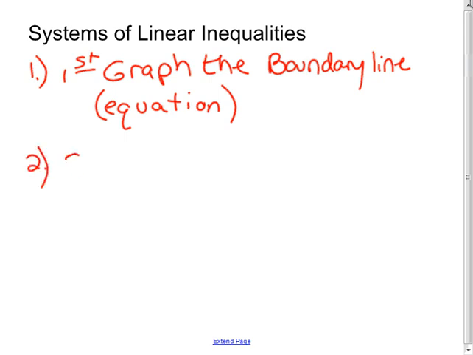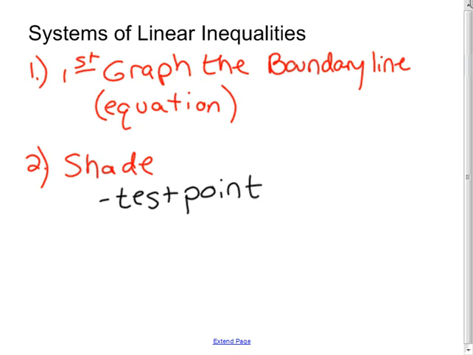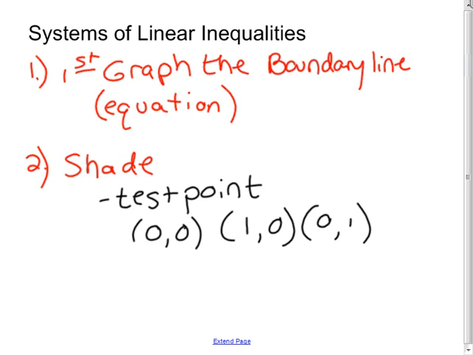Step 2, we have to shade. The shading represents the infinite number of points we could have. But the problem with that is the shading, you can't just assume, oh, it says it's less than it, it's going to be below. It says it's greater than it, it's going to be above. That'll be right sometimes, but not always. So in order to shade, you are going to have to pick a test point. You want to see, does that point actually work? My recommendation for a test point, (0, 0), (1, 0), or (0, 1). Those are the easiest test points we usually can pick to see if it works.